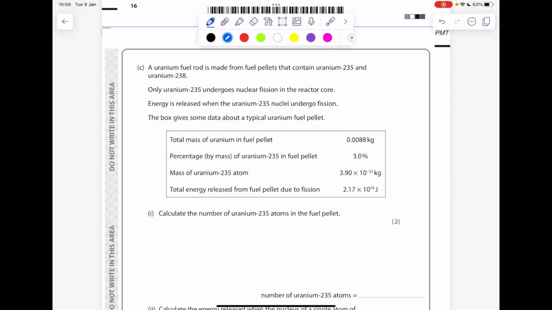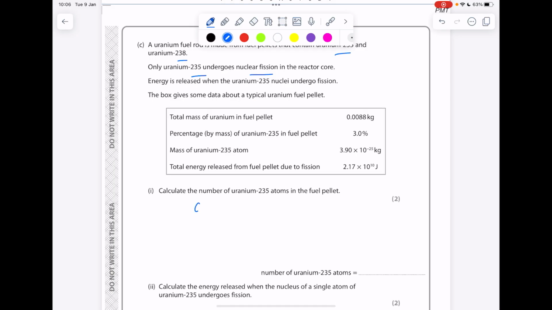A uranium fuel rod is made from fuel pellets that contain uranium-235 and 238. Only 235 undergoes nuclear fission. Energy is released when 235 undergoes fission. The box gives some data about a uranium fuel pellet: the mass, the percentage by mass of uranium-235 in the fuel pellet, the mass of a uranium-235 atom, and the total energy released from the fuel pellet. Calculate the number of uranium-235 atoms in the fuel pellet.